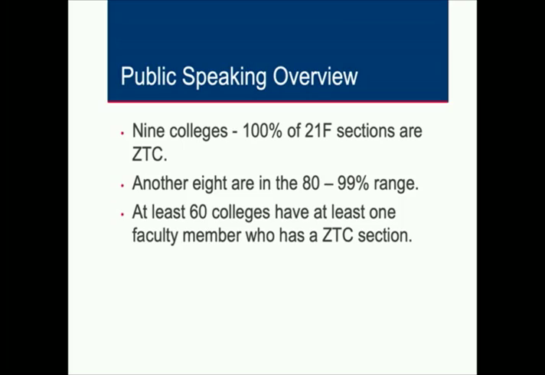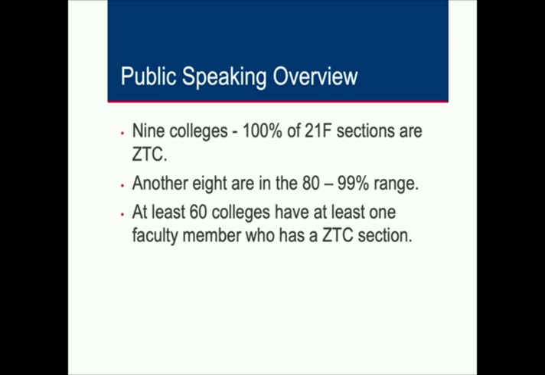Public speaking, another big course, particularly because something along those lines is required when you're transferring to CSU. 9 colleges have 100% of their 21 fall sections as ZTC. That's huge, particularly because there are tons of sections of this course. Another 8 are over 80%, but less than 100%. At least 60 colleges have at least one faculty member who has a ZTC section.